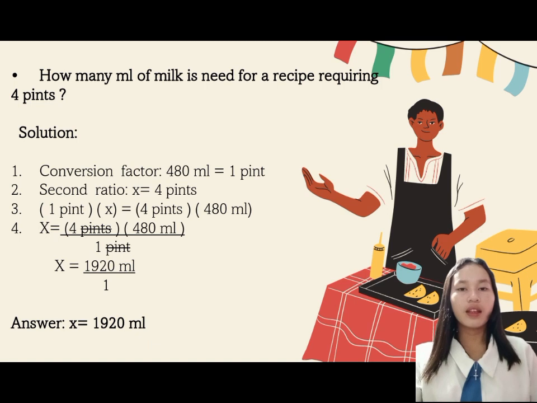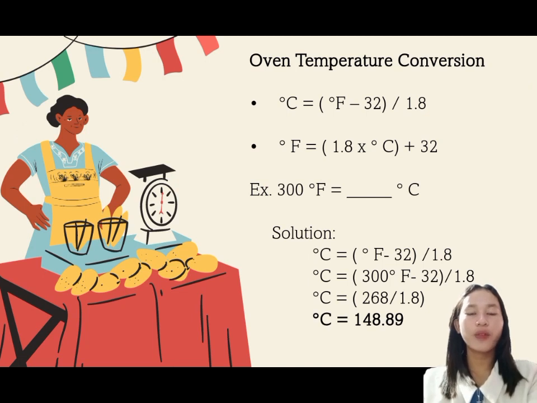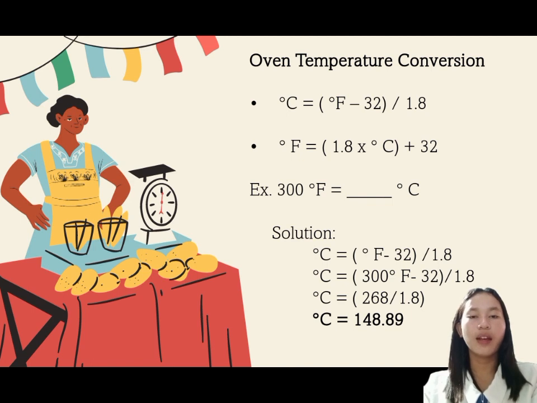So those are the 2 examples on how to get the measurements. Next, let's move on to the oven temperature conversion. So we have here the Celsius and the Fahrenheit. To get the oven temperature conversion, we have different formulas for Celsius and Fahrenheit. In Celsius, we have Fahrenheit minus 32 over 1.8, and in Fahrenheit, we have 1.8 times Celsius plus 32.